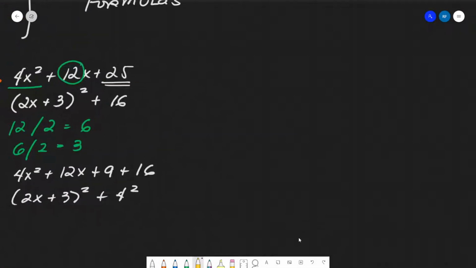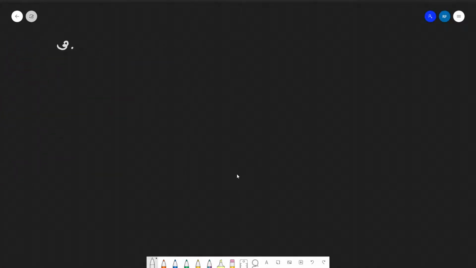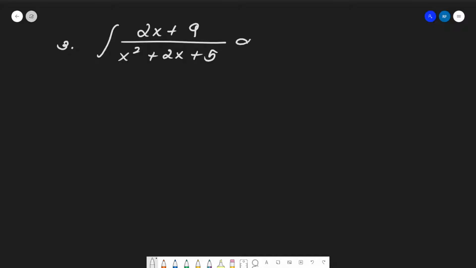For our third example, we have the integral of 2x plus 9 over x squared plus 2x plus 5 dx. When you see something like this with a numerator, notice that we have a numerator of 2x plus 9. You first check the u substitution using du over u, because maybe it is formed as du over u. So what will we use as u?